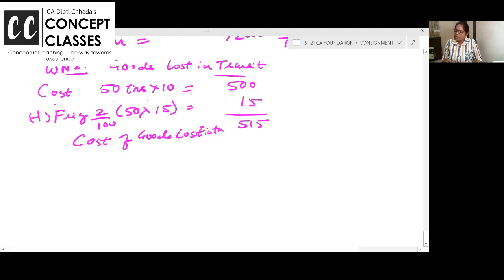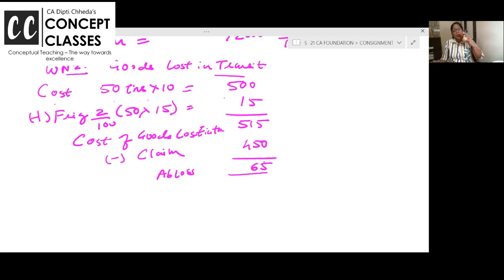The insurance company or transporter, whoever is there, agreed to give you 450. You got the claim of 450. So what is the abnormal loss due to transit? 65 rupees. Easy or not? See, this is a consignment concept we know. Now, today's class is not concept. Concept is over yesterday. Today's class, be more alert to understand the language of accounts.